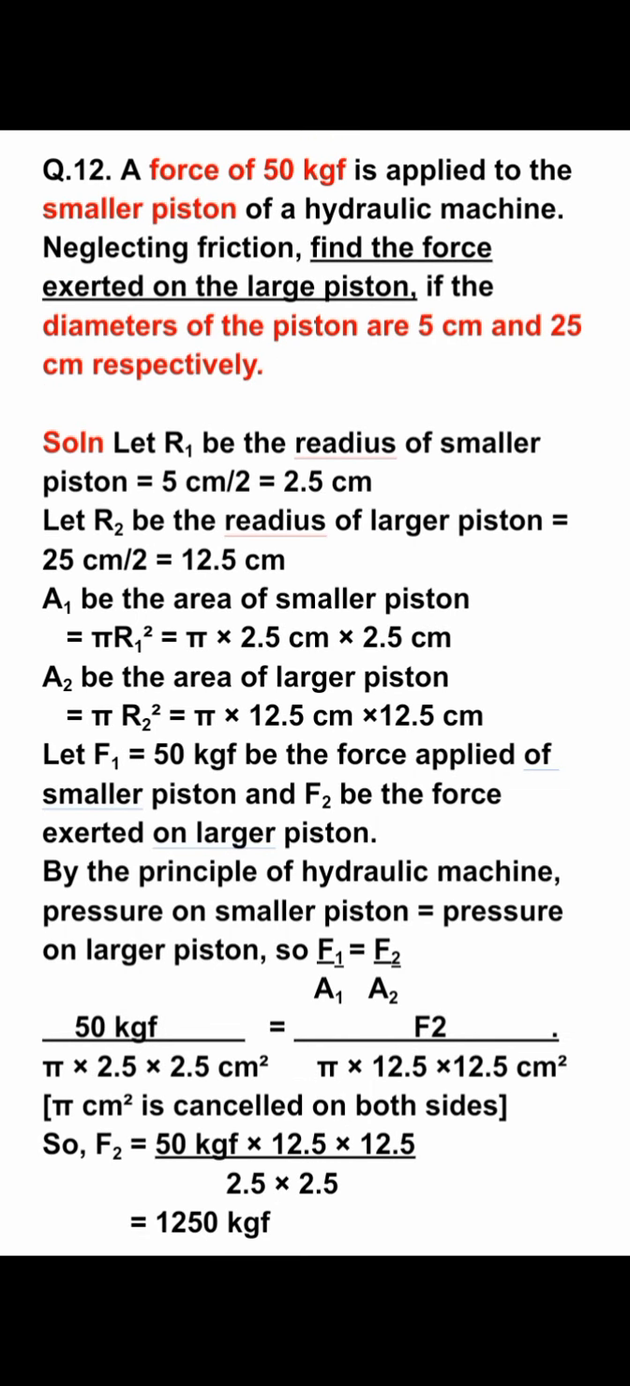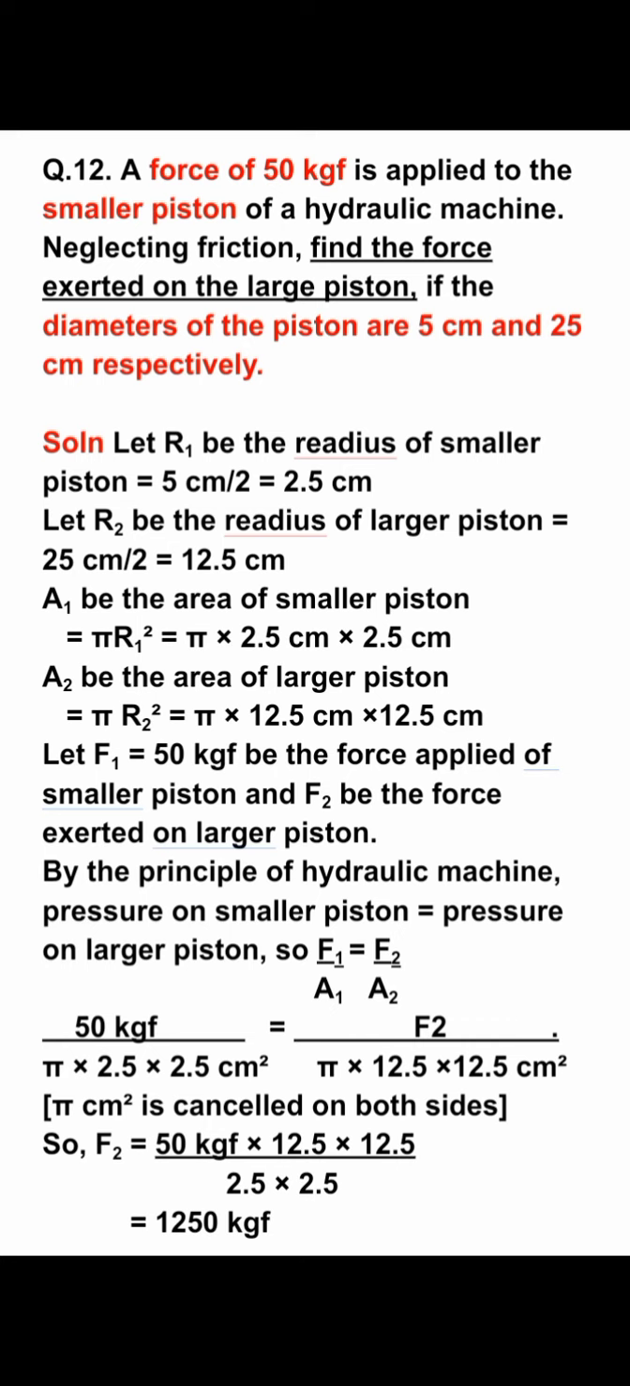A force of 50 kgf is applied to the smaller piston of a hydraulic machine. Neglecting friction, find the force exerted on the large piston if the diameters of the pistons are 5 cm and 25 cm respectively. Here let R1 be the radius.